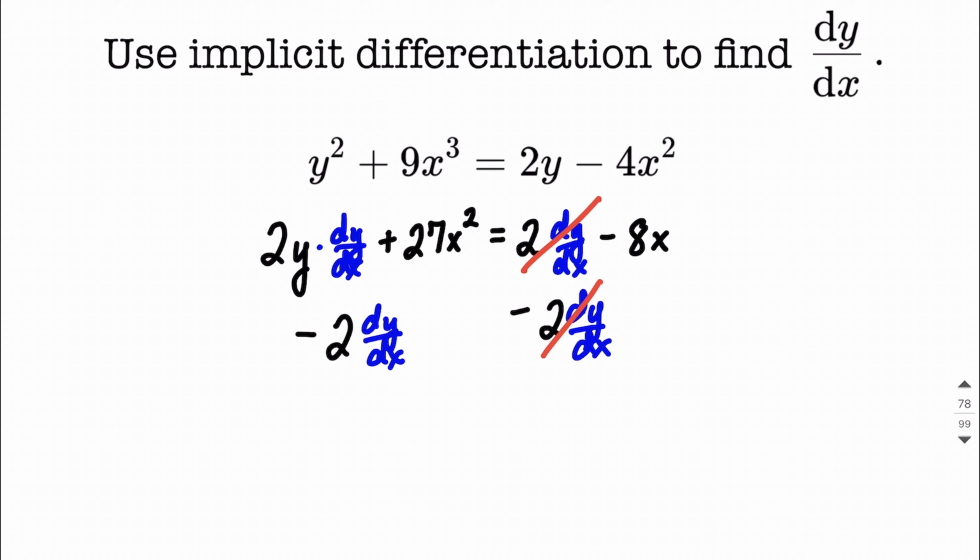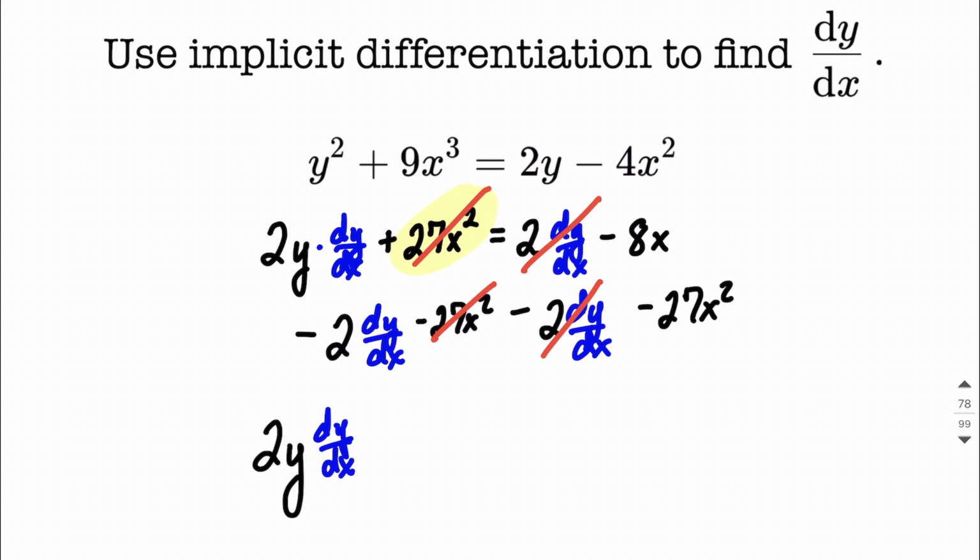And I'm also going to go ahead at this point, and this term that has just x's, I'm going to move it to the right-hand side by subtracting it. So subtract 27x squared from both sides. Again, adding and subtracting the same thing goes away. So what are we left with on the left-hand side? We have 2y dy/dx, and then we subtracted 2 dy/dx. And then over on the right-hand side, we had negative 8x, and we've subtracted away 27x squared.